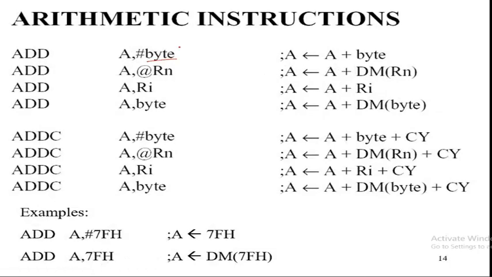Here byte means 8-bit data. If you write A, #15, then 15 and the accumulator content are going to be added, and the resultant is also transferred to the accumulator.